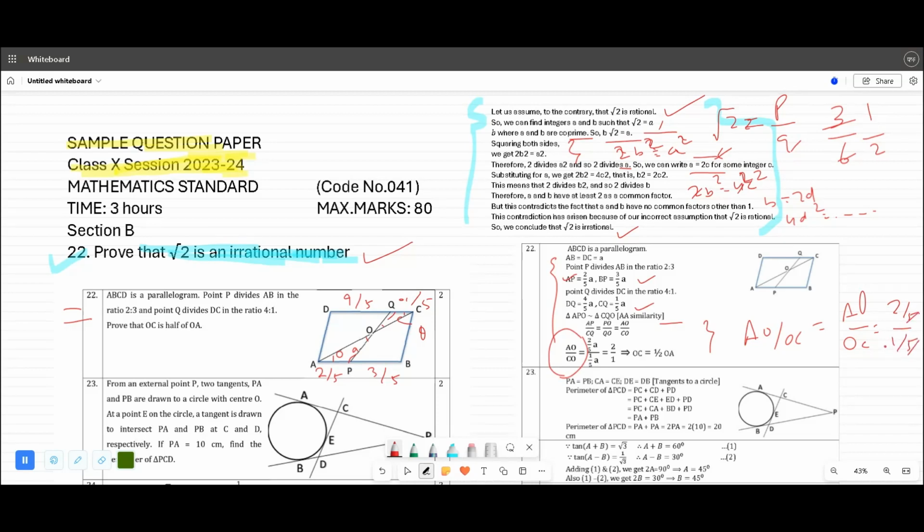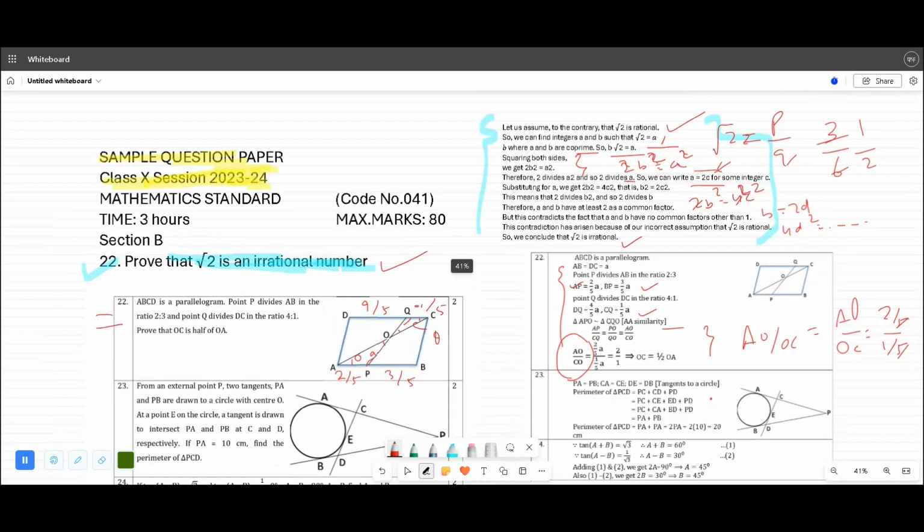डिनोमिनेटर का डिनोमिनेटर गया तो 2:1 का रेशियो हो गया. So we have proved that OC is half of OA, right? I will move on.